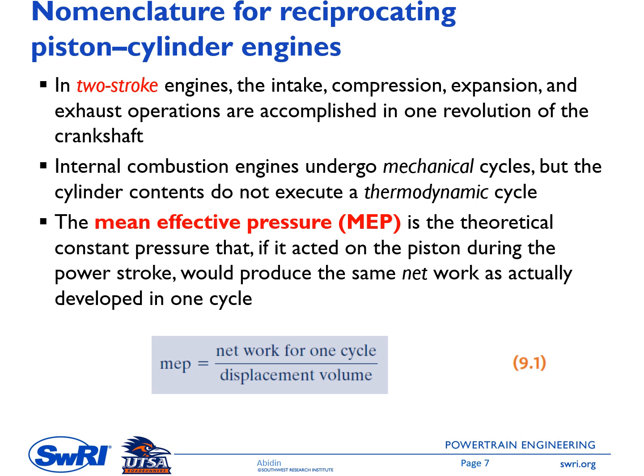The other type of internal combustion engine is the two-stroke engine. In these two-stroke engines, the intake, compression, expansion, and exhaust operations are accomplished in one revolution of the crankshaft. So the intake and compression strokes occur for 180-degree crank rotation, and then the expansion and exhaust strokes occur for another 180-degree crank rotation.